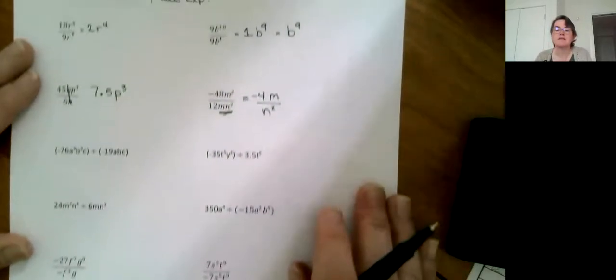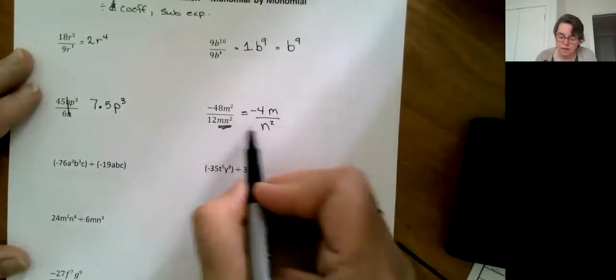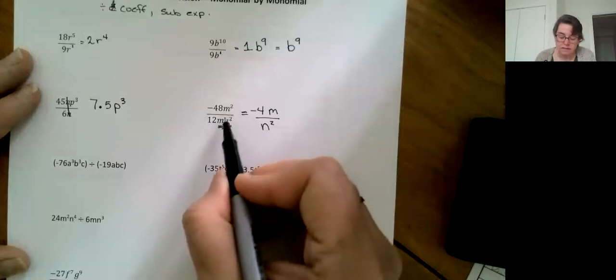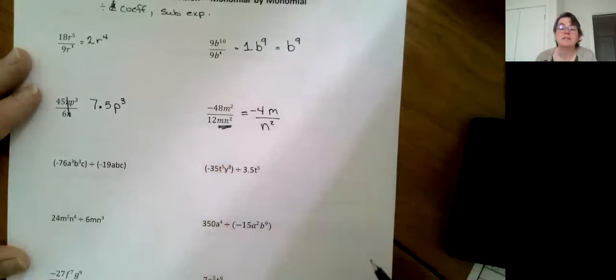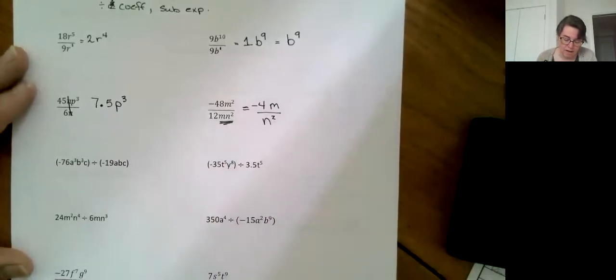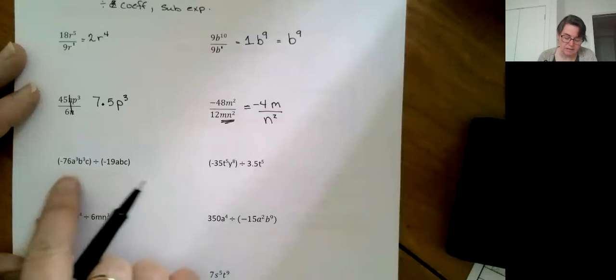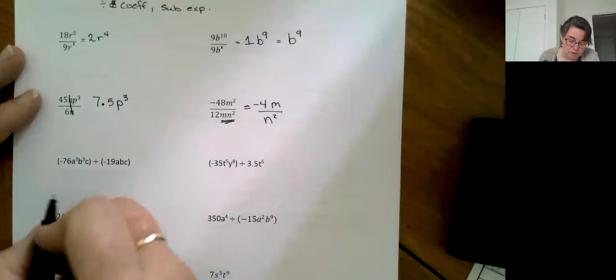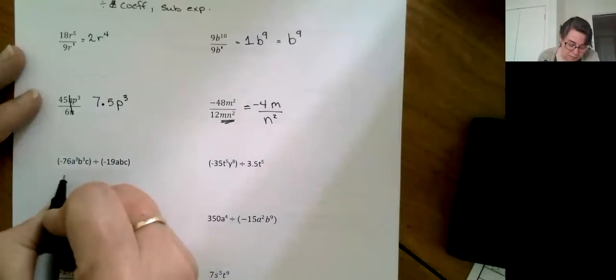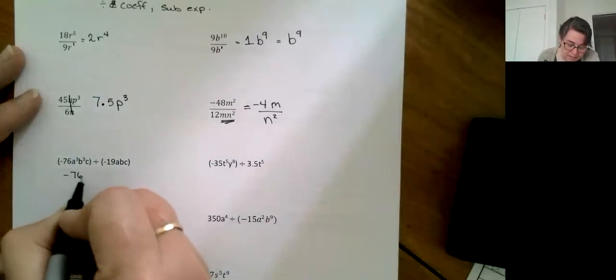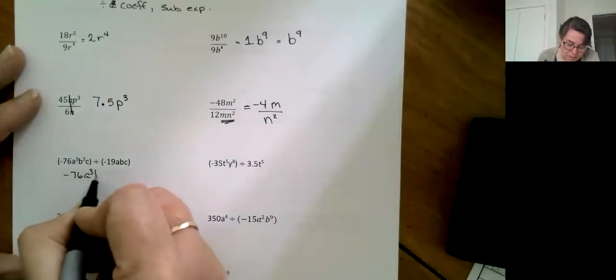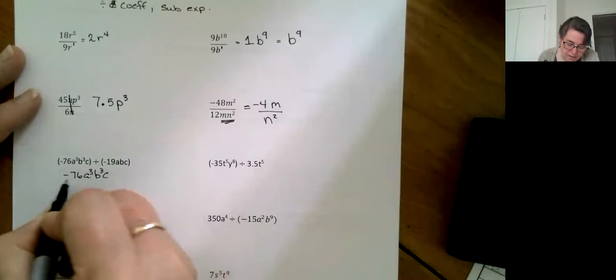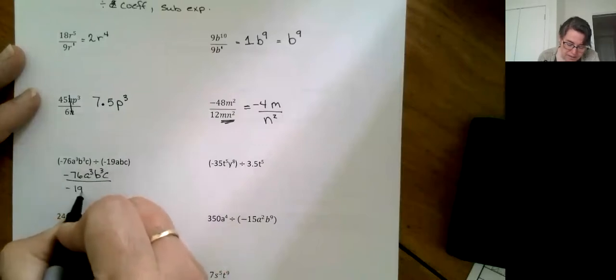If, as we saw up here, it's on the bottom, and there's nothing to divide by on the top, just leave it down there. Okay, then for excitement, I wrote some of them horizontally. Woohoo! If you want, you could even go minus 76 A cubed B cubed C, divided by minus 19.